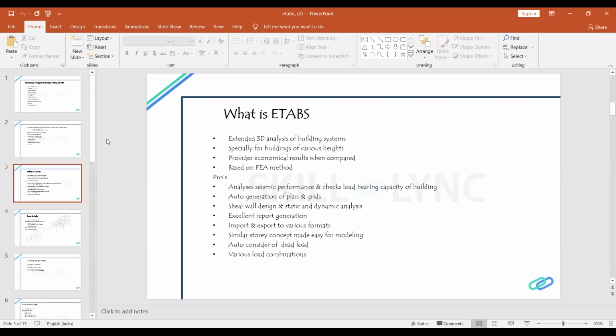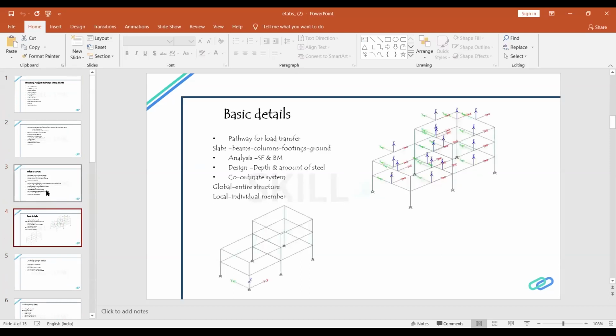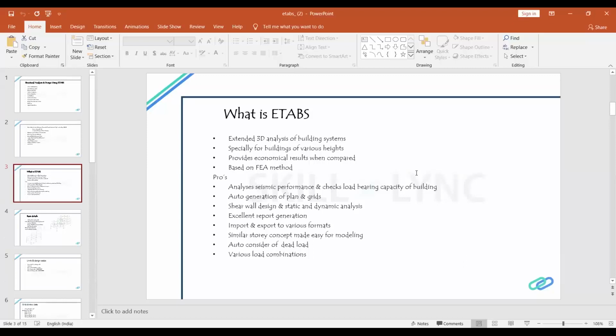ETABS. Ma'am, any problem? The same slide itself. Hello, ma'am, am I audible? Yes, same slide. Okay. What is ETABS? That is the same slide. Please don't change. Okay. Sorry, sorry for that.